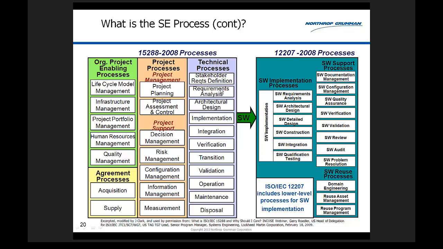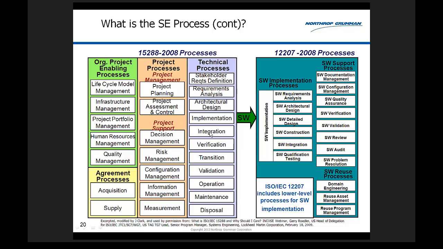Now, here we are at the bottom of the V with implementation. The V, you're probably familiar with the V. So we're going up the right side: integration, verification, transition, validation, operations, maintenance, and disposal. Those are the technical process groups.